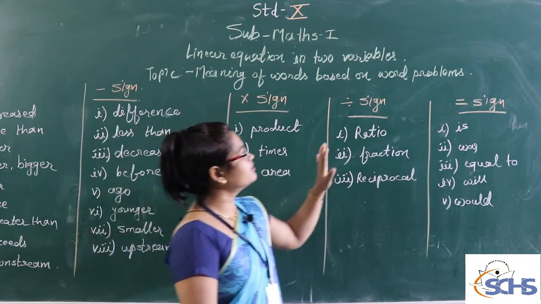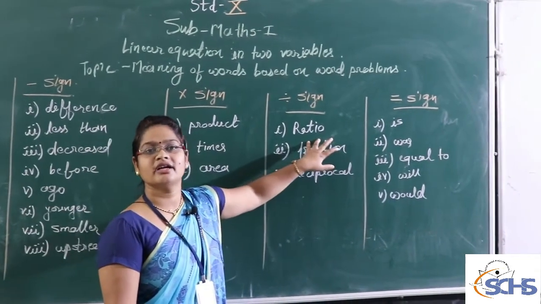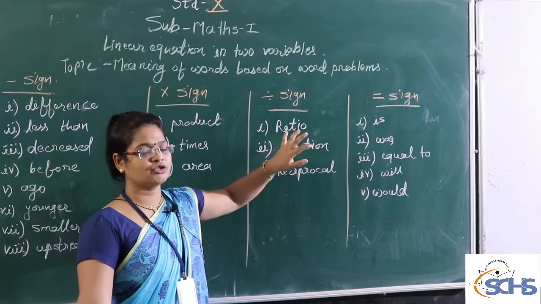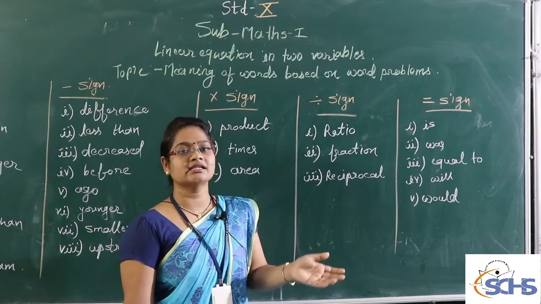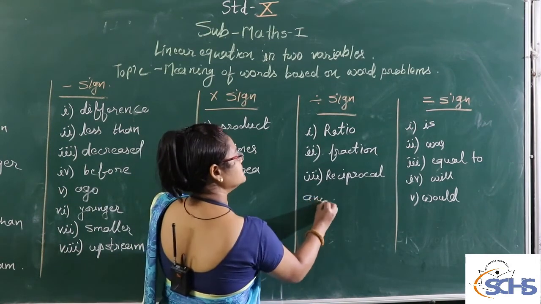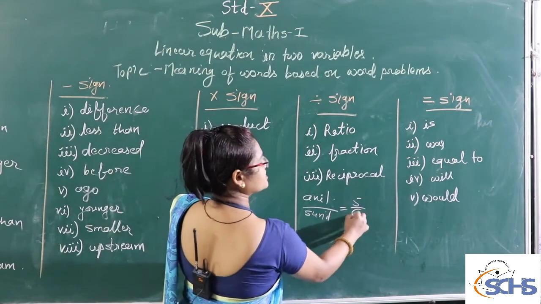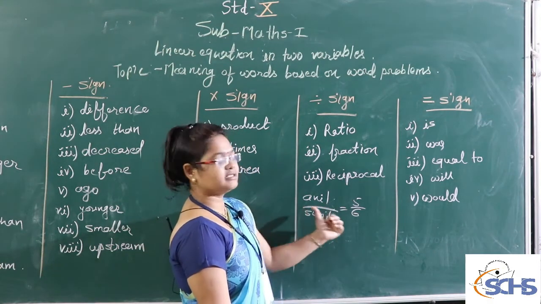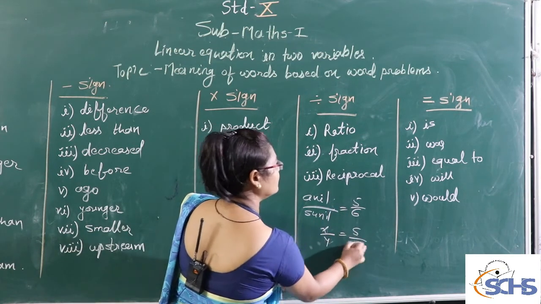Okay, and then we will talk about the division sign. Whenever the word ratio is given, for example, the ratio of the age of Anil and Sunil is equal to 5/6. Suppose Anil's age is x years and Sunil's age is y years. So how will you write it? Anil's age divided by Sunil's age is equal to 5/6, so in that case we will use the division sign, and the division sign is also denoted by this line. So we will write x by y is equal to 5/6.